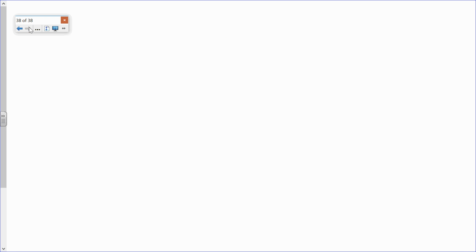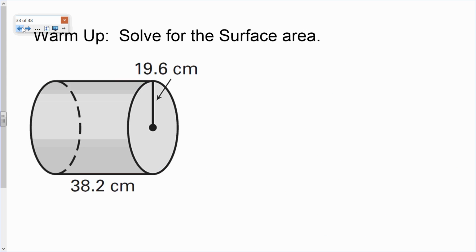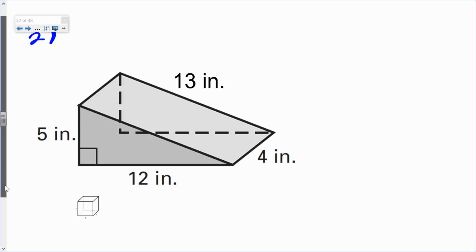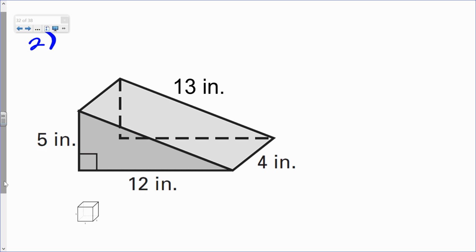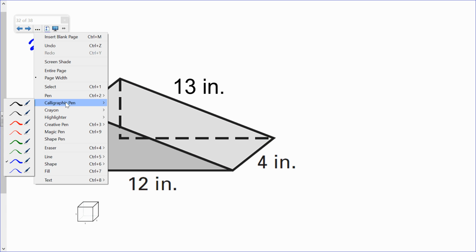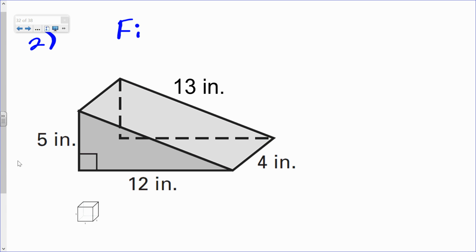Find the volume of this puppy. It's example 2, right? Let's find the volume of this one. So we'll be using the general prism. Okay. So find volume.